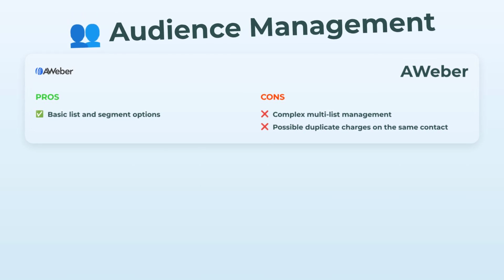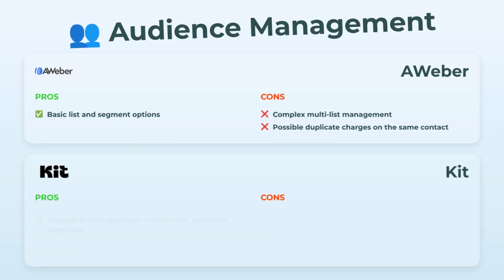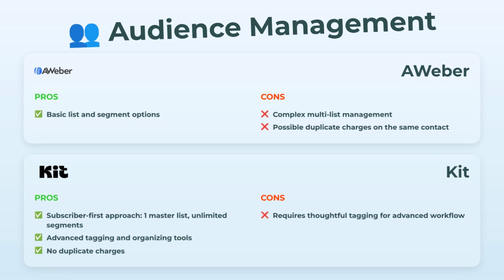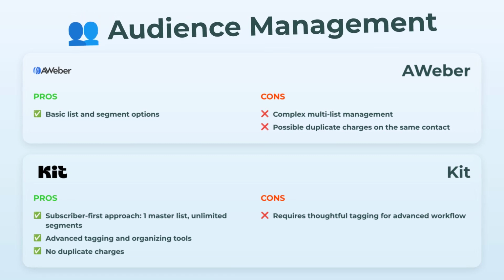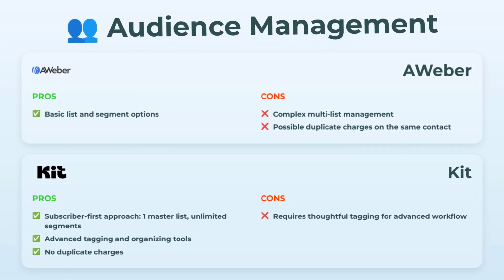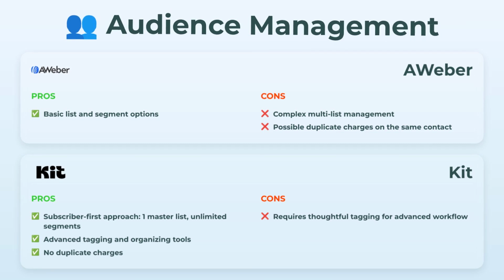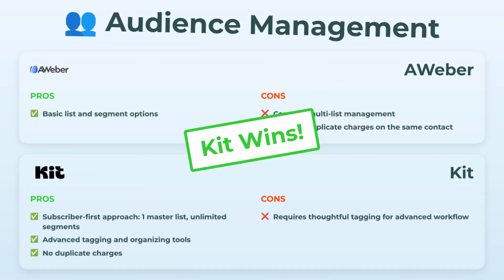Meanwhile, Kit flips the script. You manage just one master list and unlimited segments. You can tag, organize, and never worry about duplicates or surprise charges. The only catch? If you really want fancy advanced workflows, your tagging game has to be on point. Still, for 99% of us, Kit's method just feels so much cleaner.